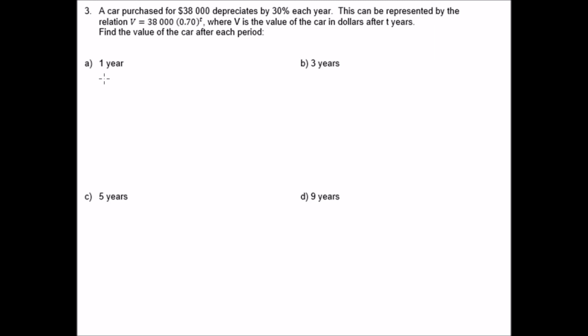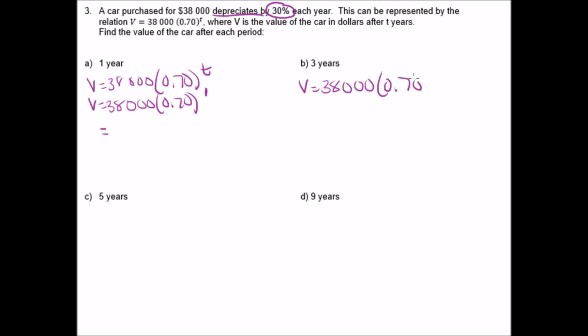Example 3. A car purchased for $38,000 depreciates by 30% each year. So after a year, all that's left is 70% of the original value. The relation is given to us, so this is going to be so easy. V is the value of the car after t years. Let's find the value of the car after each period. V equals 38,000 times 0.70 to the 1 year. Let's calculate that. Let's calculate 3 years, 0.70 to the 3. Okay, let's calculate 5 years.